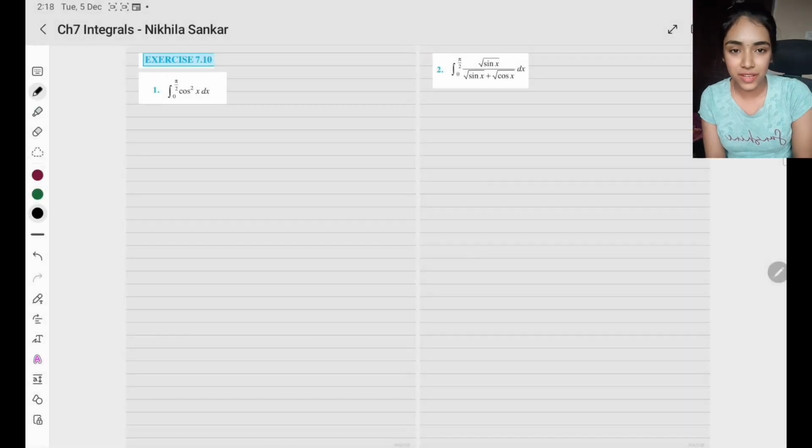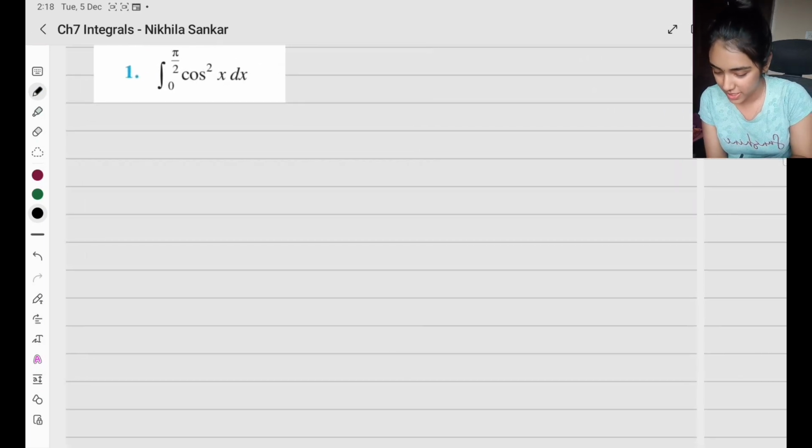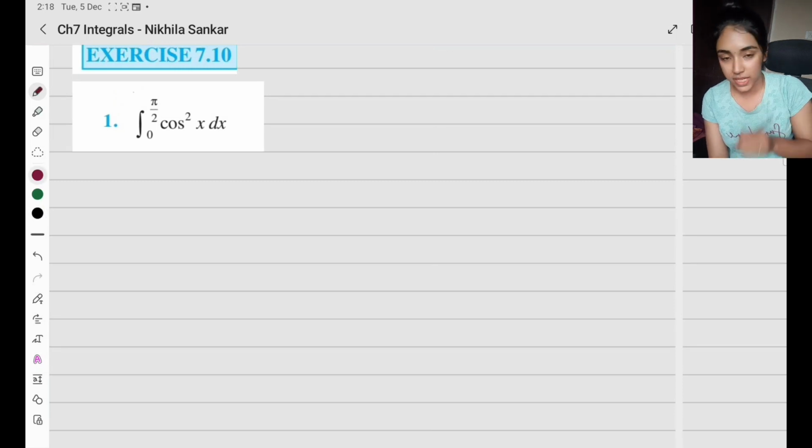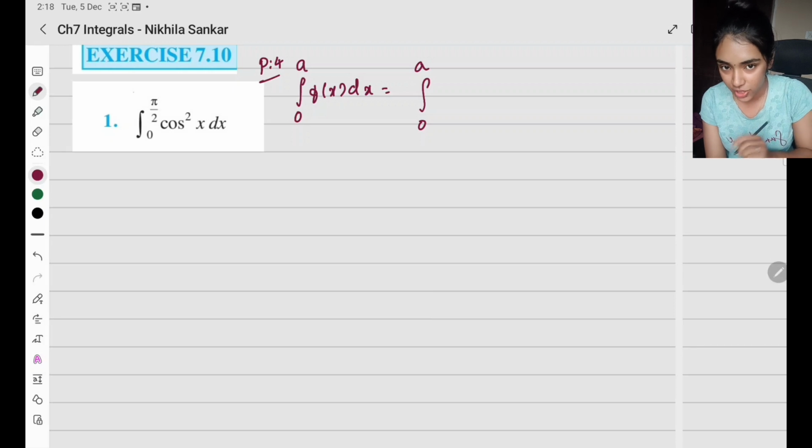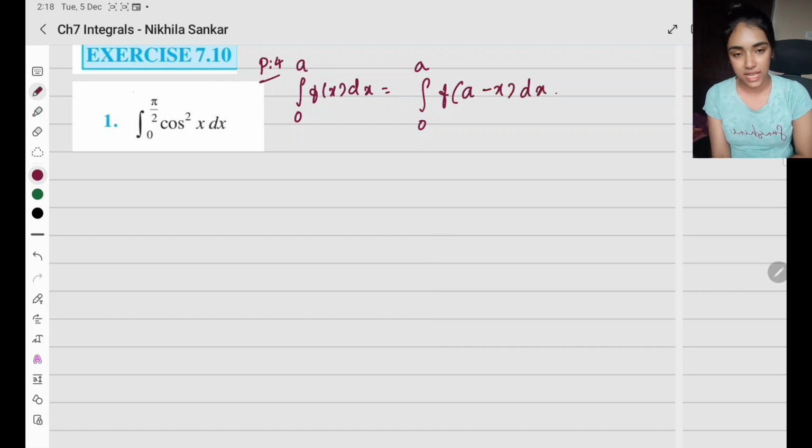Moving on to the last and final exercise of the chapter, exercise 7.10. So, first question. In the chapter on definite integrals, you will mostly be using property number 4, which is the integral from 0 to a of f of x dx. The limits do not change. So, this becomes f of upper limit plus lower limit minus x. Upper limit is a plus lower limit is 0 minus x. So, f of a minus x times dx. In this property, we are going to use it for the first 4 questions.